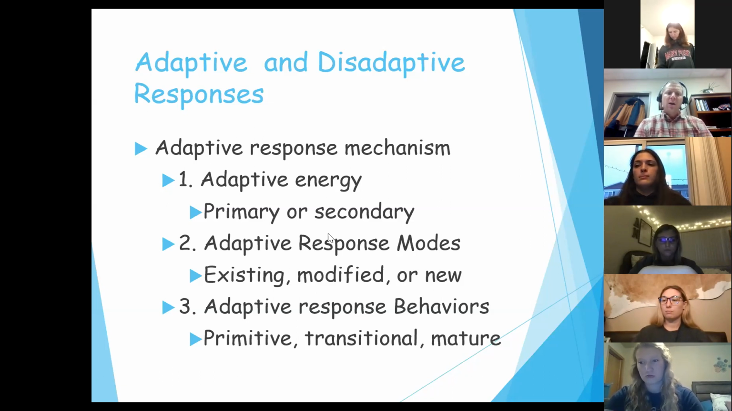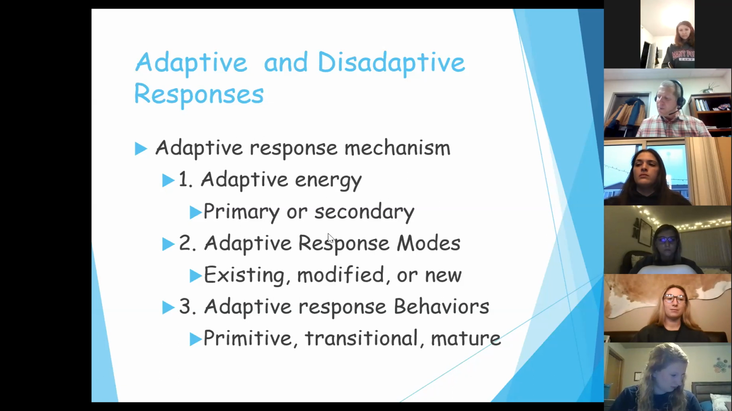Okay. Another component of the adaptive response mechanism is your adaptive response modes. And so your modes can be existing, modified, or new.